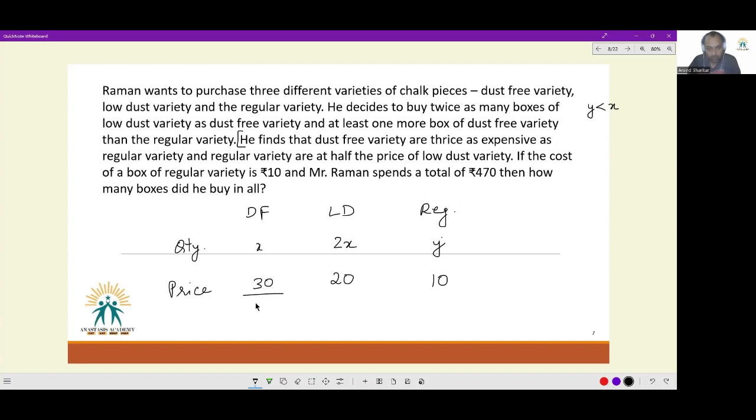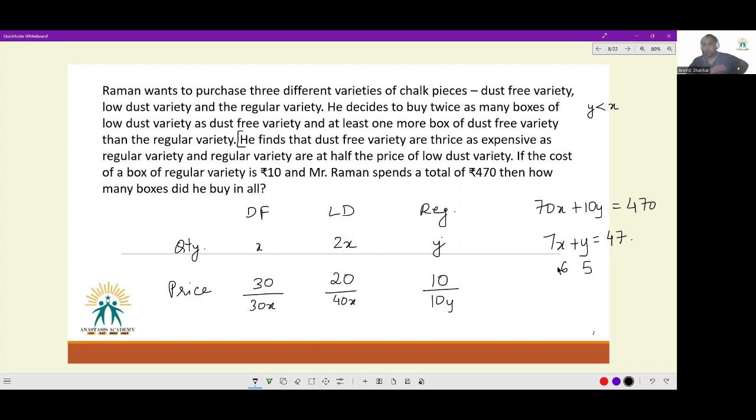Now the costs involved are going to be 30x, 40x, and 10y. Or altogether 70x plus 10y. This has to be equal to 470. So 7x plus y has to be equal to 47. Okay, so now looking at the first solution set, of course x is 6, and then y will be 5. 7 into 6 is 42, y is 5.